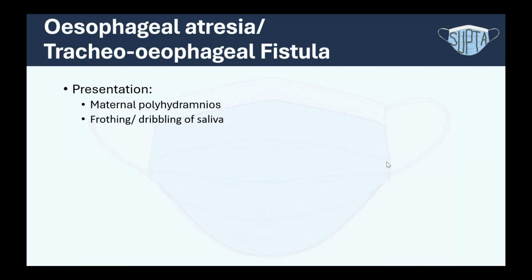You also see frothing or dribbling of saliva, which once again is due to the esophageal atresia. Because the child is unable to swallow saliva in the mouth, it is going to lead to frothing or dribbling of saliva. You may also see coughing and choking during feeds. This, for a change, is because of the tracheoesophageal fistula. Since there is a connection between the esophagus and the trachea, the milk may be aspirated and can lead to the choking or the coughing.